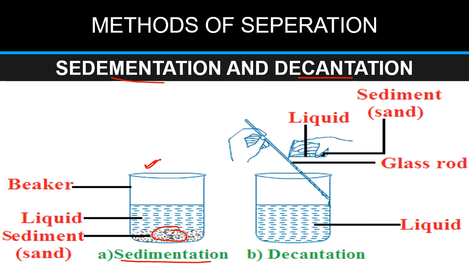After that, liquid is transferred carefully from one container into another container. This is called decantation. In this way, the insoluble particles can be removed from the liquid by using the combination of sedimentation and decantation.